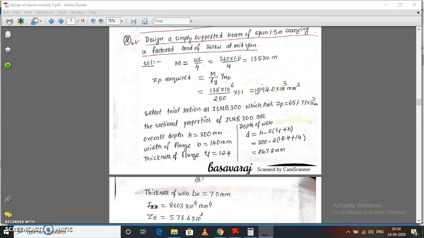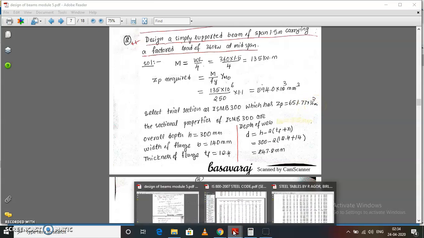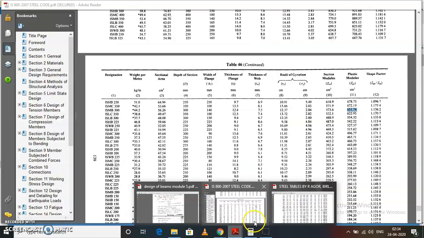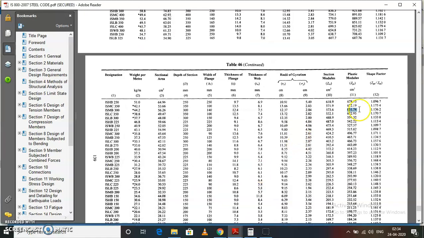Now select a section whose plastic section modulus is equivalent to the required plastic section modulus. So here I have selected the trial section of ISMB 300, which has a ZP of 651.73 into 10 power 3 mm cube. So you can check the value from the code book. Here, 651.74 for ISMB 300.